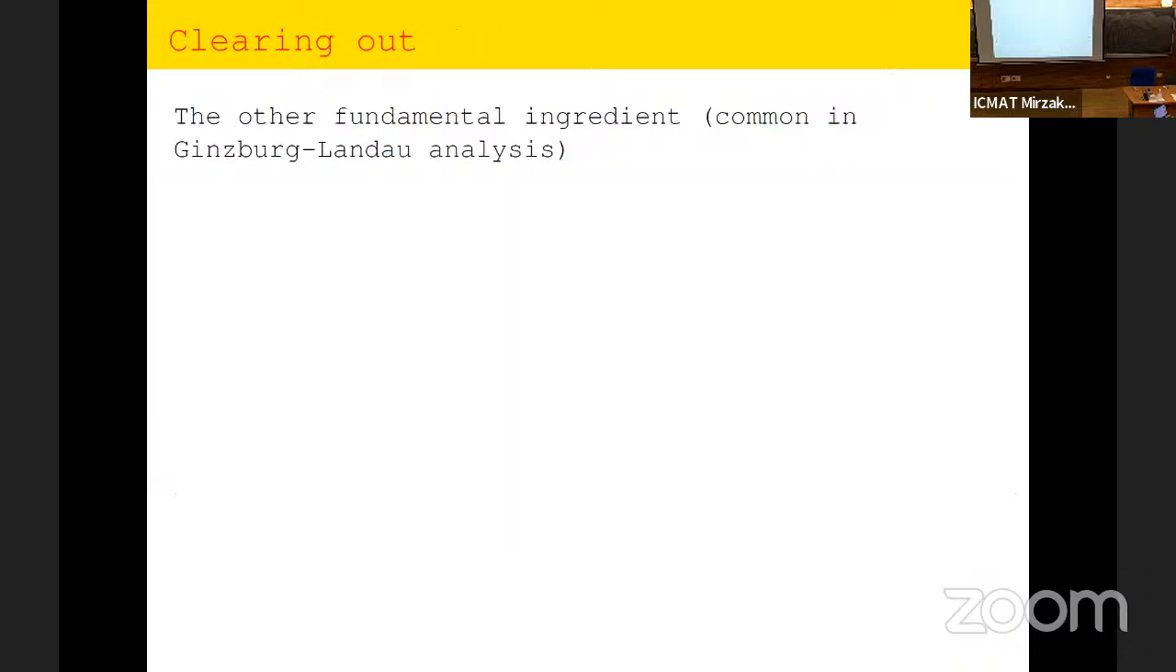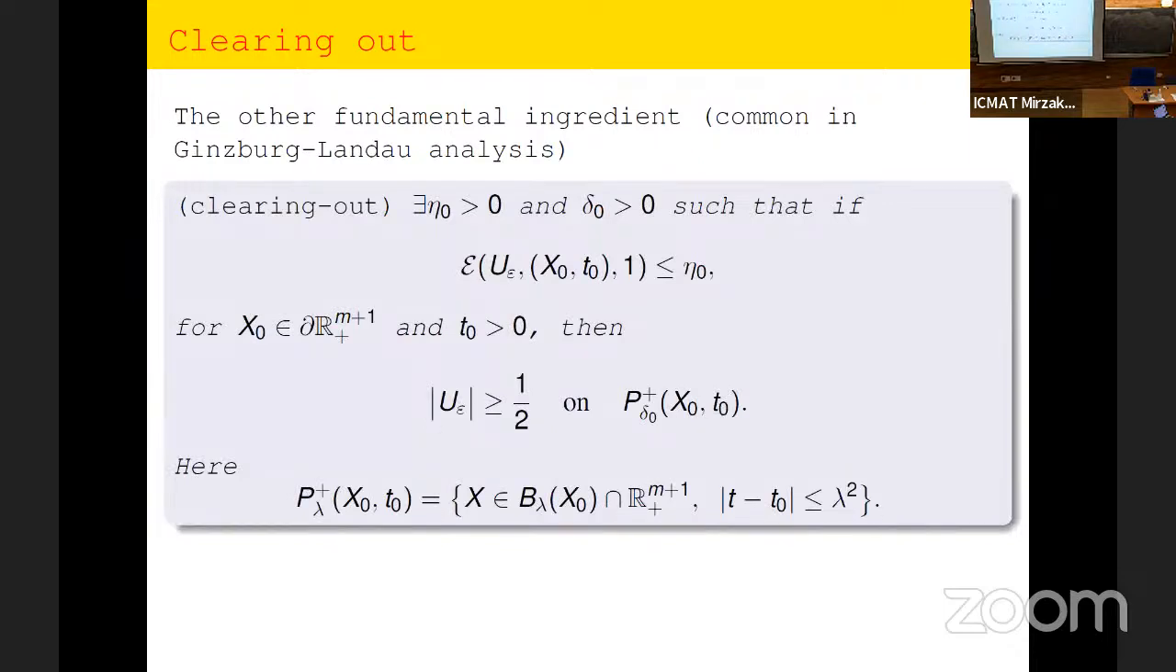The second ingredient is the clearing out. Clearing out means that you can find a threshold below which, if the renormalized energy is below this threshold, then your U epsilon in absolute value is greater than 1/2. So it's close to 1. Recall that you really want U epsilon to be close to 1, because the closer it is to 1, the less effective is the Ginzburg-Landau penalization. Okay, and you are bigger than 1/2 exactly in this parabolic ball.